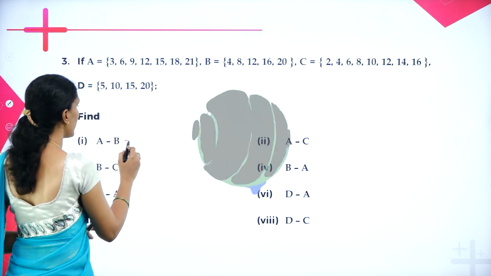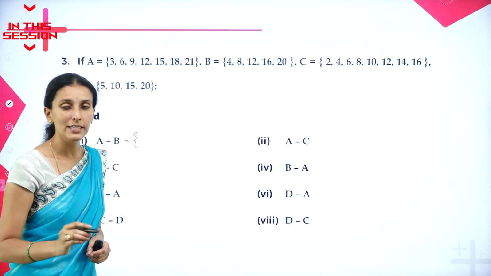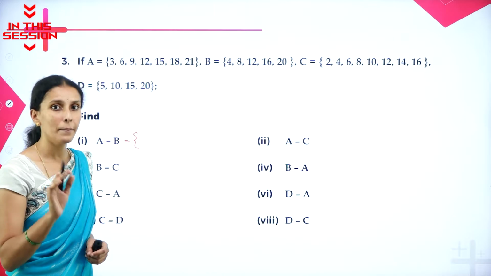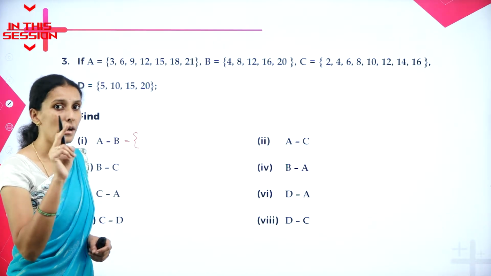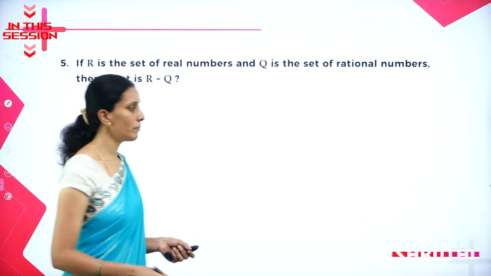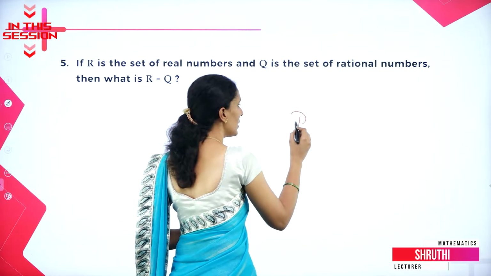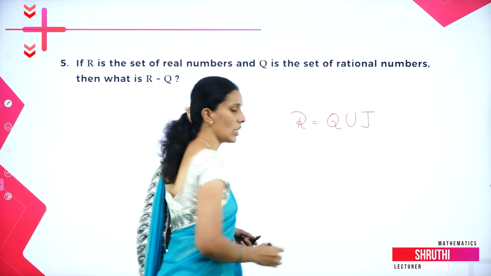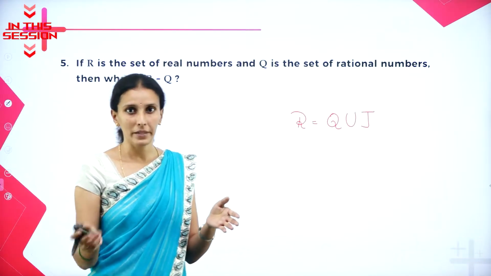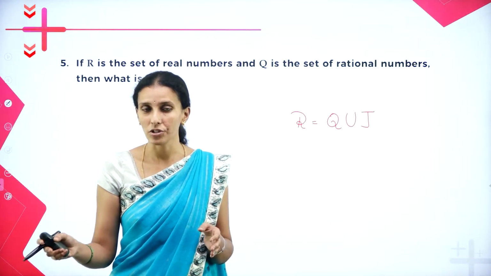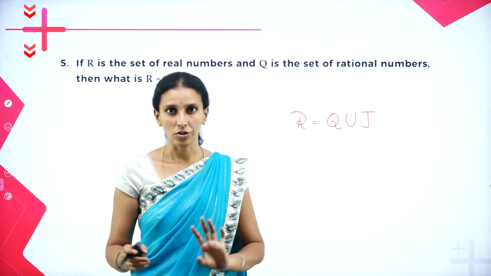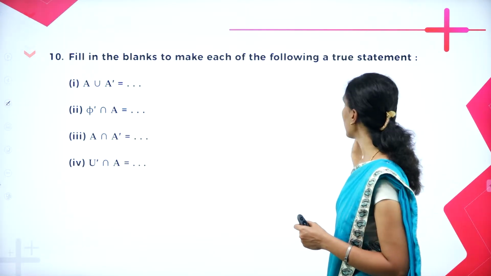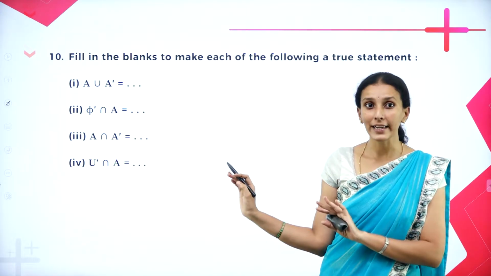A minus B. A minus B means write only the elements of A, but it should not be present in B. So in our previous classes I said real number is a union of rational and irrational. A rational cannot become irrational, and if it is irrational, then it cannot become rational. To make each of the following a true statement, we have to make it as a true statement.